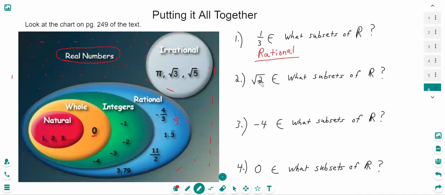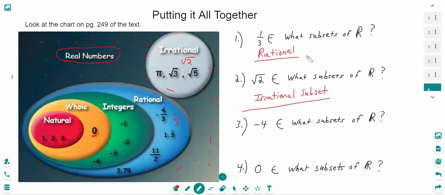Square root of 2 is a member of what subsets of R? Well, what do you think? The square root of 2 would be a member of the irrationals. Irrationals, that's where it lives. So this would be a member of the irrational subset.